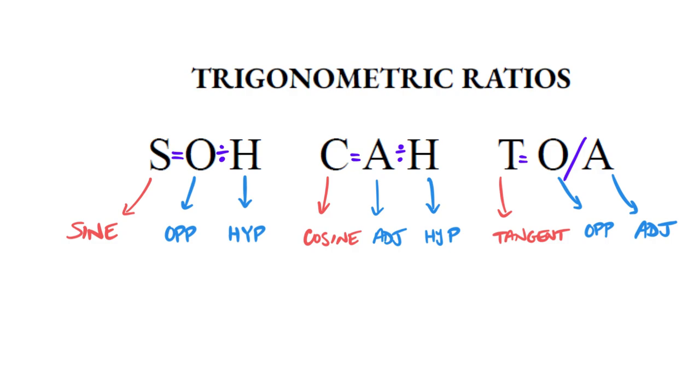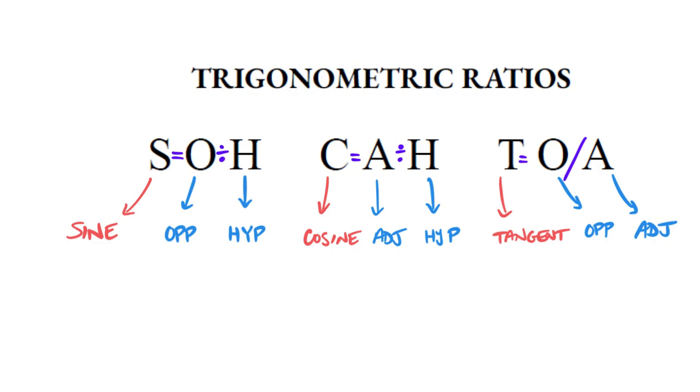That SOH CAH TOA actually tells us how to calculate our primary trig ratios. You need to burn SOH CAH TOA into your brain. Burn it in your brain. We're going to use it that often.